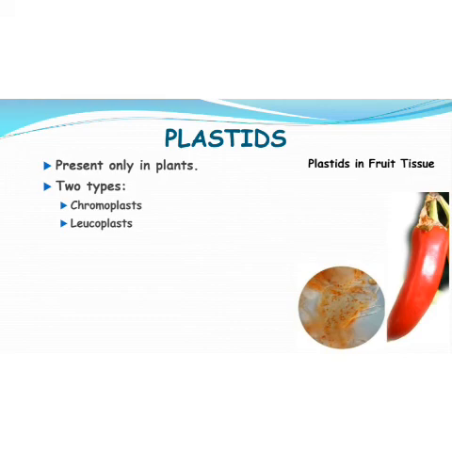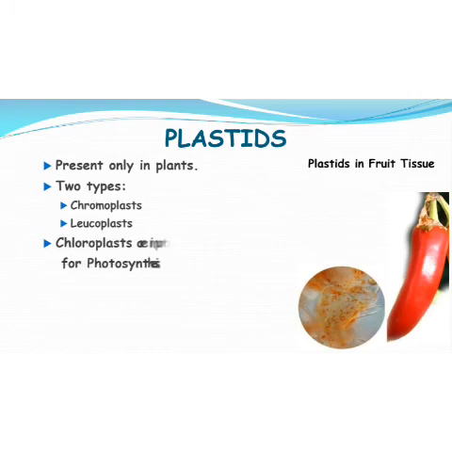The word chromoplast is actually formed out of two words, plastid and chromo. Chromo is derived from the word chromos, which means color, colorful. So plastids which are colorful are named as chromoplast, right?